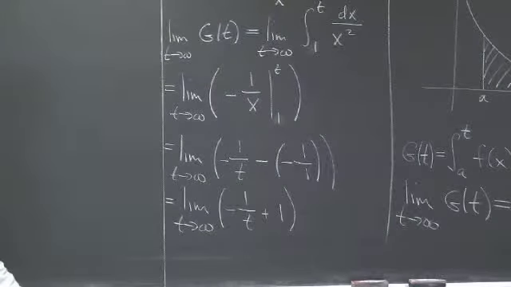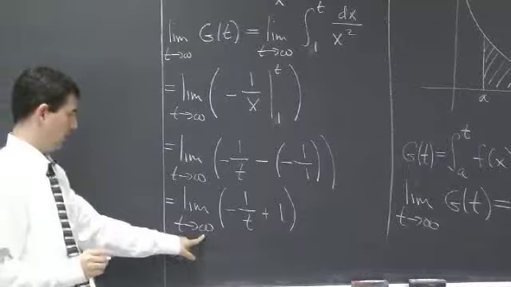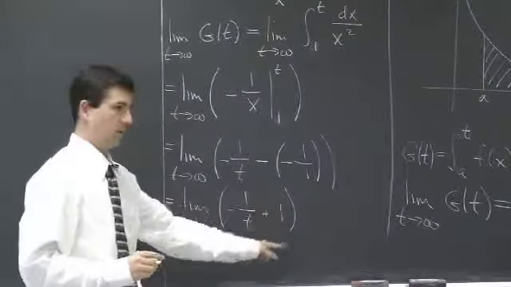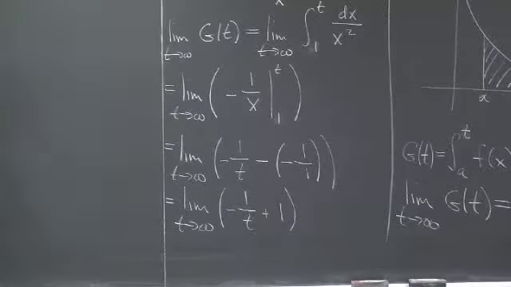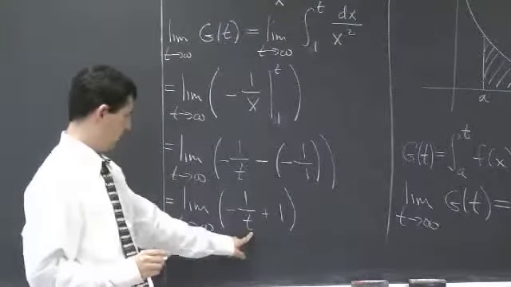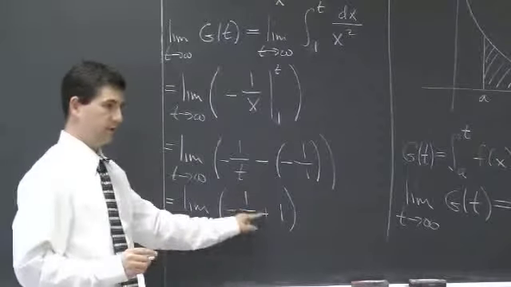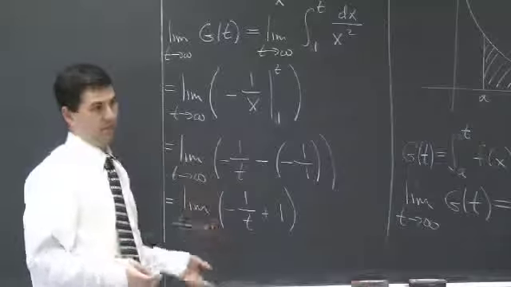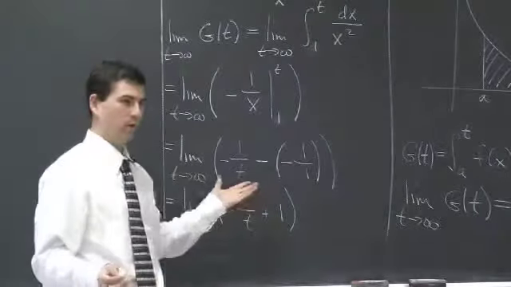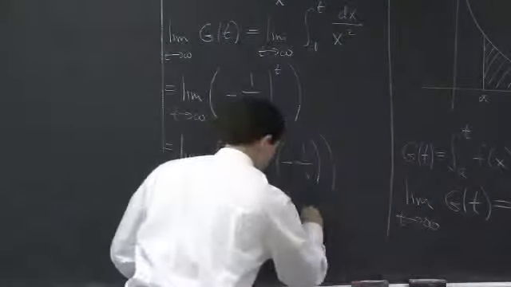So what happens as t goes to infinity to this expression? What does it become? Well, as t goes to infinity, 1 over t goes to 0. Minus 1 over t still goes to 0. Plus 1 goes to 1. So this just is 1.